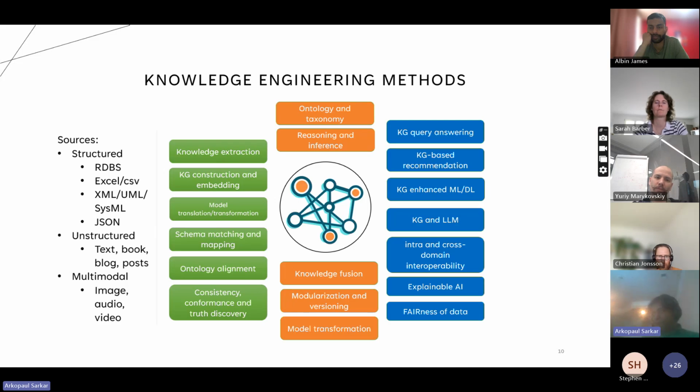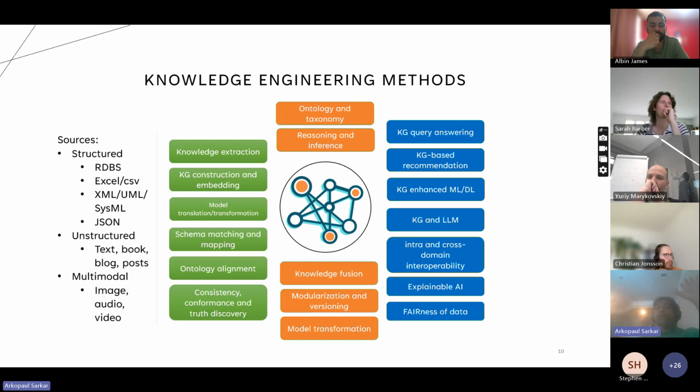I want to show you this map. It's not a 100% exhaustive list, but still it kind of captures the picture of the different activities involving knowledge graph. For sure, we need to create the knowledge graph from different data sources. The data sources can be structured, for example RDB systems, Excel, CSV, XML, JSON, many different formats. They can be unstructured also: text, books, blog posts, emails, everything. Also, it can be multimodal, so you can include images, audio, video, etc.